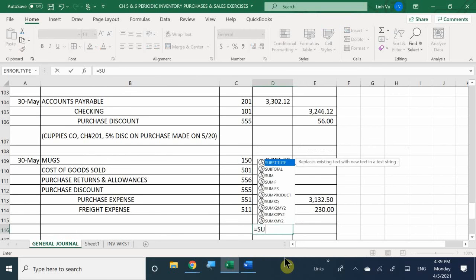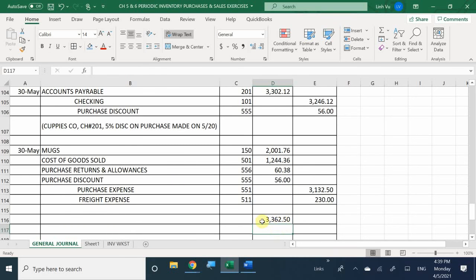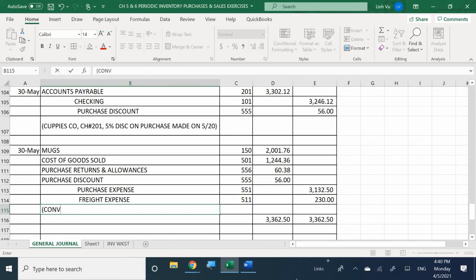So let's go ahead and do our duty and check to make sure that our debits match our credits. In this case, I got $3,362.50 on my left, $3,362.50 on my right. So this is perfect, okay? And I'm also going to write here, conversion entry for periodic inventory. Okay.